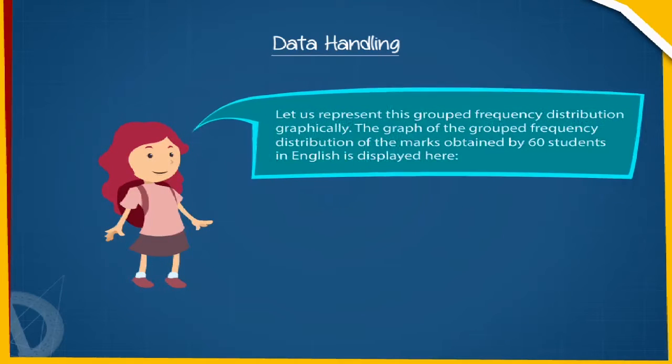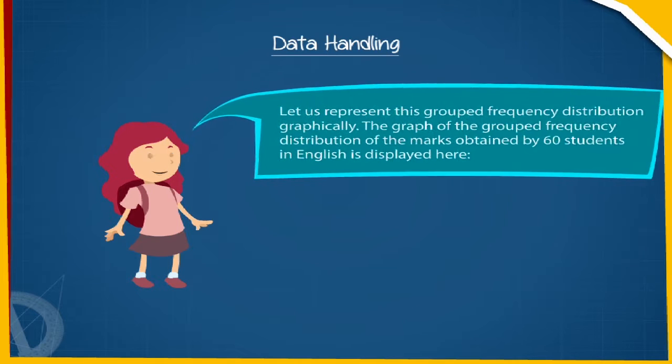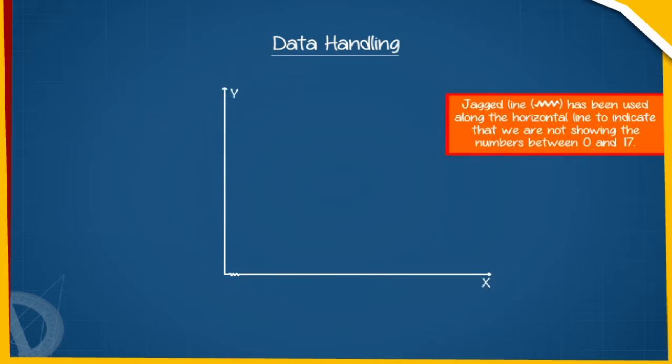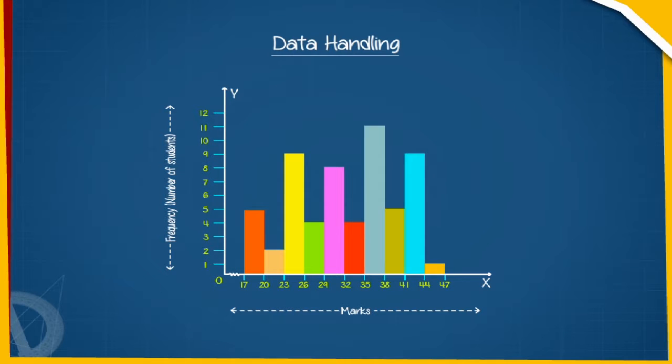Let us represent this grouped frequency distribution graphically. The graph of the grouped frequency distribution of the marks obtained by 60 students in English is displayed here. A jagged line has been used along the horizontal line to indicate that we are not showing the numbers between 0 to 17. This graph of grouped frequency distribution is called a histogram. It is a bar graph with no spacing between bars.